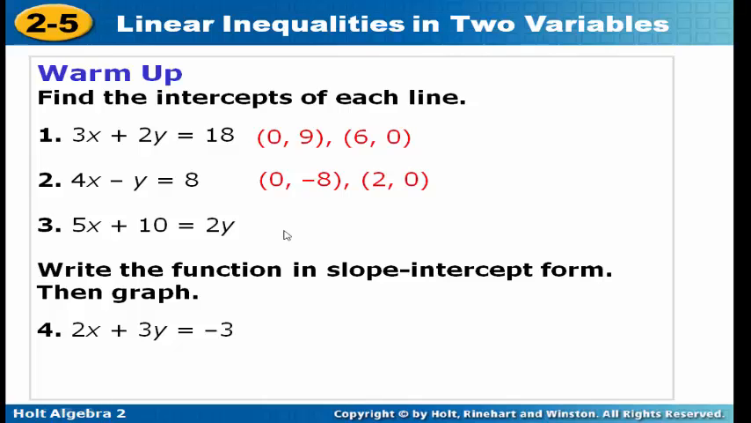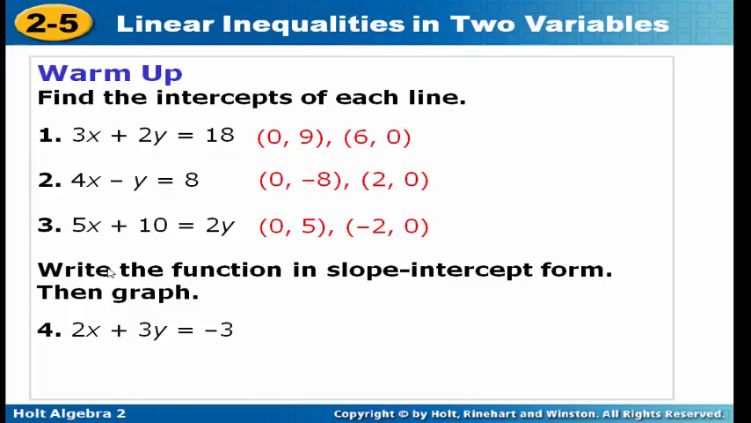5x plus 10y plus 10 equals 2y. Put x equals 0 and find the value of y, and then put y equals 0 and find the value of x. The points are (0, 5) and (-2, 0).